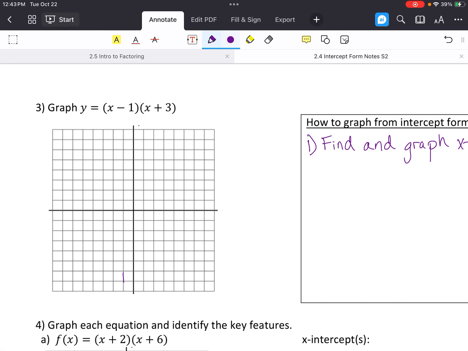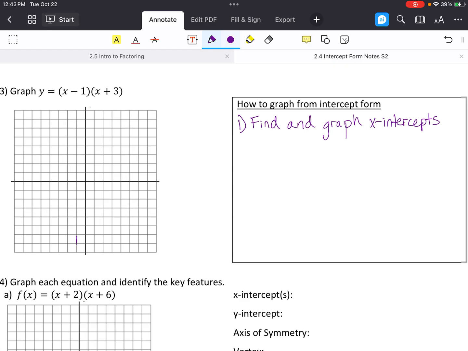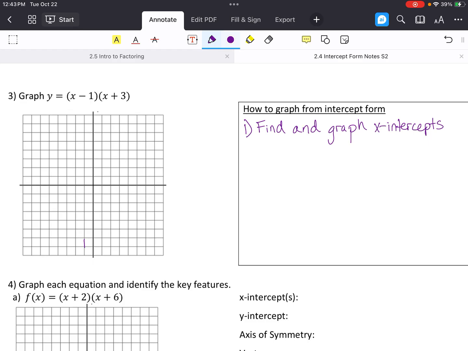Another strategy to graph from intercept form is by working with the a value and working backwards. So first thing with intercept form, which we know we're in because we have two parentheses, neither of them being squared, we're going to find and graph the x-intercepts, which would have to be (1, 0) and (-3, 0). So we can start by graphing that.